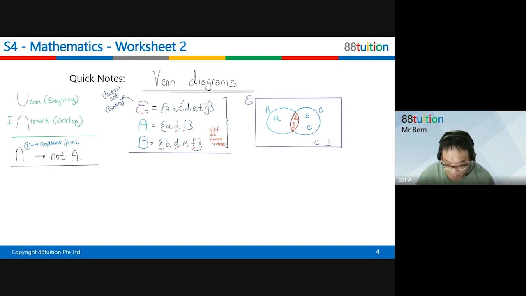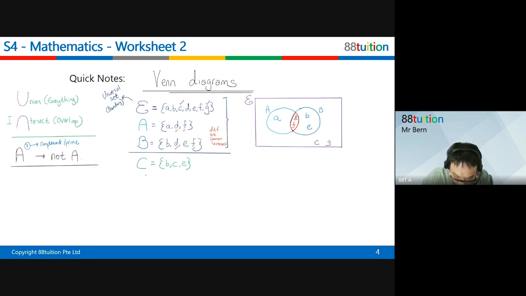Right, so this is the part whereby they intersect. Can it have a situation whereby there is no intersection? Yes. For example, let's say we have a set C, which is B, C, E. And the question asks me to draw A and C.